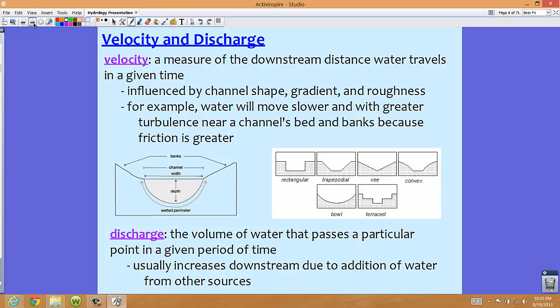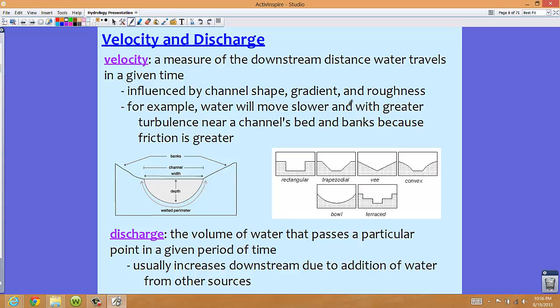Finally, to discuss a little bit about rivers, you do need to know two terms, the velocity and discharge. Now, velocity is just another fancy word for speed. So when you read this definition, just think of the velocity of a river as its speed. Velocity is a measure of the downstream distance that water travels in a given time. So distance divided by time. And technically, velocity has a direction to it. We really would know the direction of it as well.